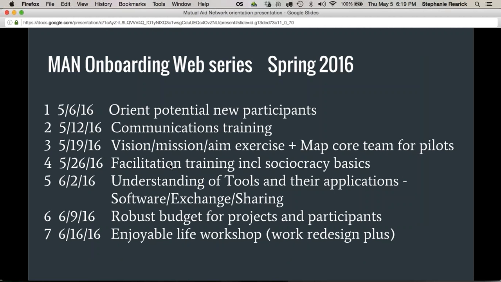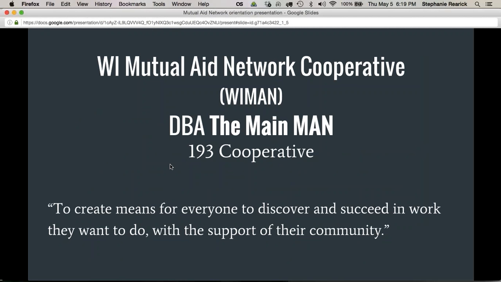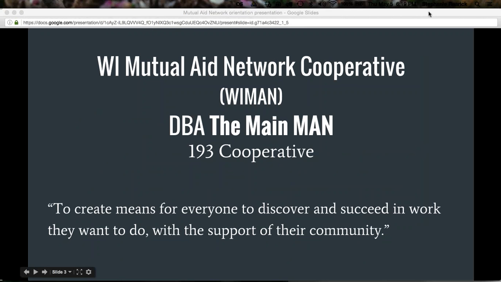So that is a basic overview of mutual aid networks. I'm going to talk for another minute to just make sure you have the main components of it, and I'll give you a chance to ask some questions, and then we'll talk about some applications of this.